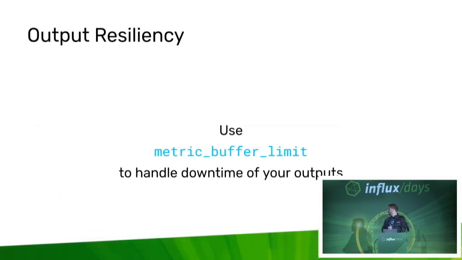The configuration option for this is the metric buffer limit. The thing to remember here is that it's per output. So if you are dual writing or even triple writing or any more, if you set that to 10,000, it's going to be a multiple of that for every output that you've got.